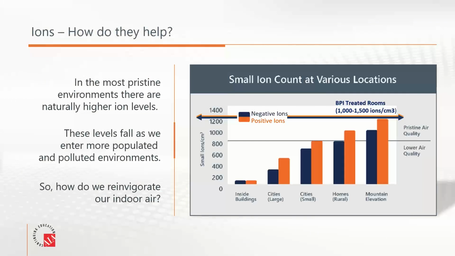So when we talk about this bipolar ionization, or these ions, how do they help? If we look at ion concentrations in mountain elevations, you can see that both the positive and negative ions were up in the 1500 range, 1500 ions per cubic centimeter. As we move from the mountain elevations into the rural areas, small cities, and large cities, you can see how the ions in the air are reduced. But most significantly, once we get inside buildings, we're talking about an ion density of less than 10% of what we'd find in the most pristine air.